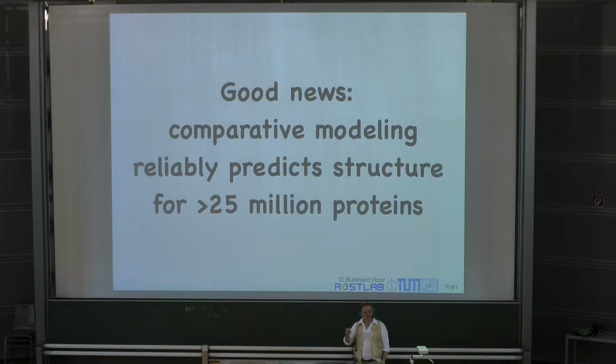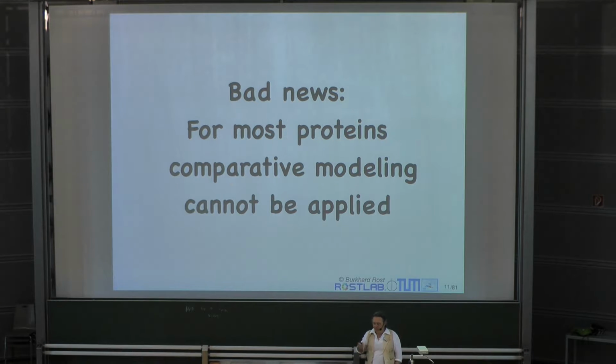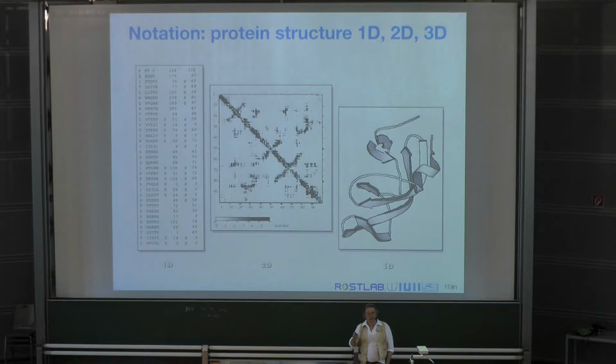The good news is comparative modeling. That is the technology that I use when I have an experimental structure and a sequence of unknown structure. I see it has a similar sequence to one of the experimental structures. I look up the 3D structure. That is comparative modeling. It reliably predicts the structure for 25 million proteins, but the bad news is for most proteins it still doesn't work. You have to simplify, therefore, the problem. 3D works for around about half the class, and then we have to go to 2D and 1D.